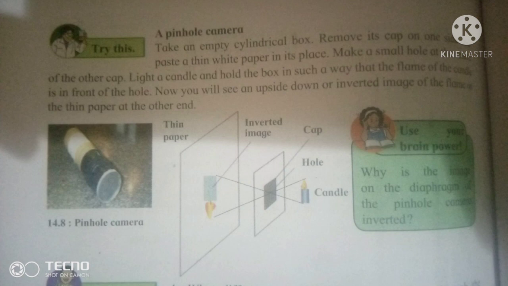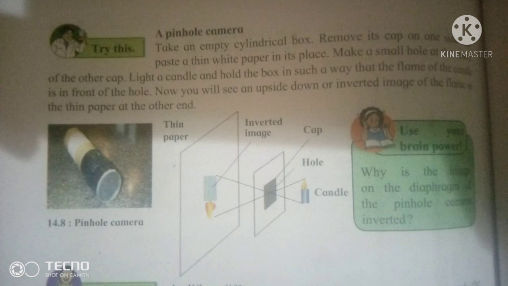14.8 pinhole camera. That means there is thin paper, on which an inverted image is formed, then the cap with a hole, and the candle in front of this cap and hole. The image is formed on the thin paper, but the image formed is inverted.